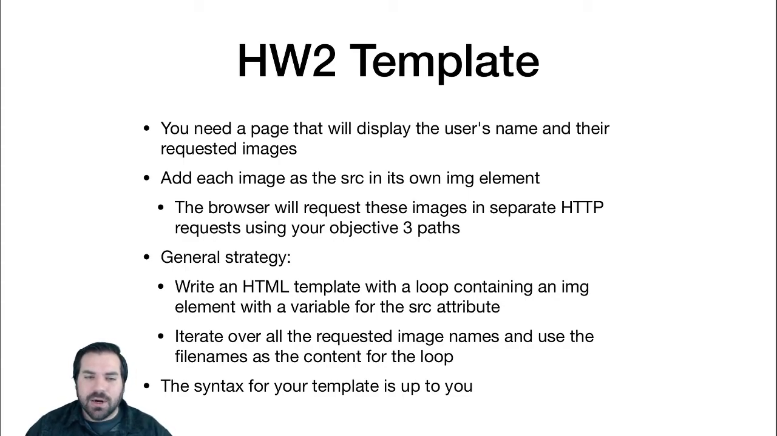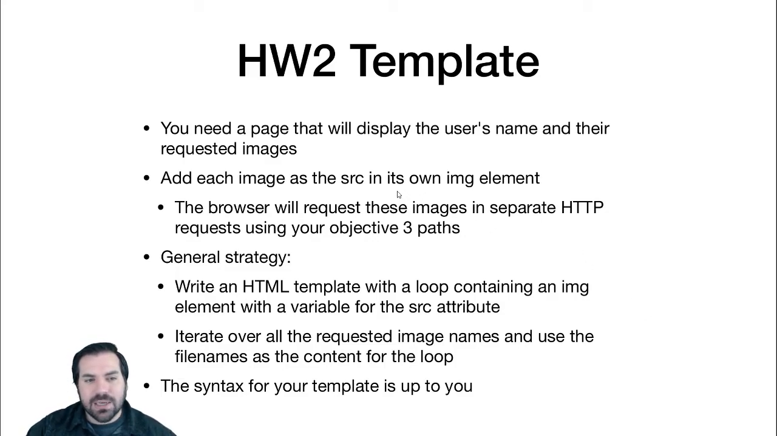Just like you would if you hard-coded the HTML, you're going to have an image element with a source property with the path of the image that should be requested. That's all you have to do for the HTML. The browser's going to get that, and just like it would if you hard-coded it, it's going to make additional requests for the images at those paths that you specified.